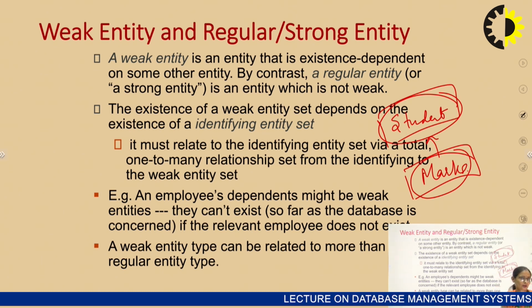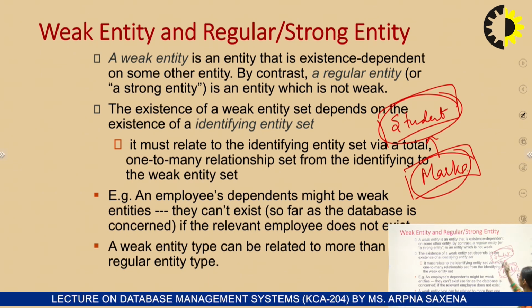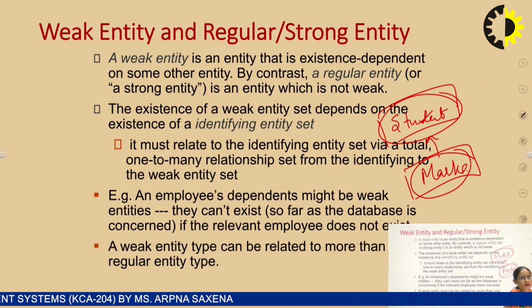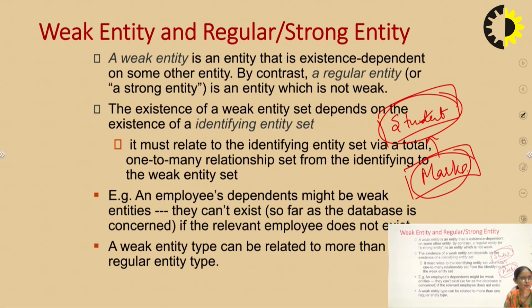So the existence of a weak entity set depends on the existence of an identifying entity set. So student becomes the identifying set for marks. It must relate to the identifying set via a total one-to-many relationship set from the identifying to the weak entity set. For example, employee dependents might be weak.